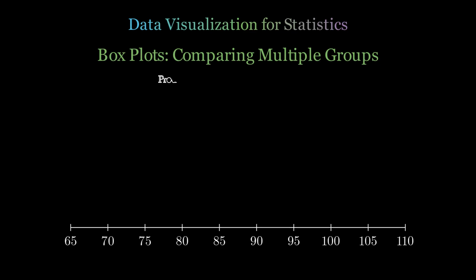Box plots truly shine when comparing multiple groups. Here we are comparing product quality scores across 3 factories. Factory A in blue shows high quality with scores clustered tightly around 94, consistent, reliable production. Factory B in green has a similar median but much wider spread, indicating inconsistent quality control.